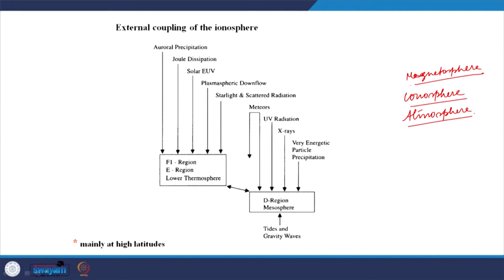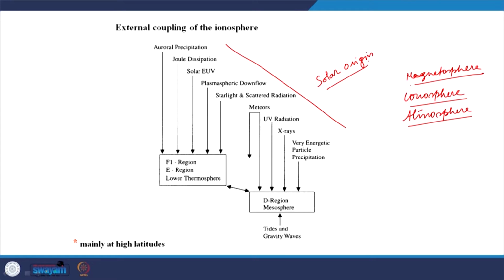In each of these places, various different physical processes are occurring, and these processes are specific to the kind of pressure and the kind of temperature available at these heights. The ionosphere is coupled with various other physical aspects of these layers. Let us say auroral precipitation, Joule heating or Joule dissipation, solar extreme ultraviolet radiation, plasmaspheric downflow, starlight, scattered radiation, meteors, UV radiation, X radiation, and very energetic particle precipitation. Around 90% of these effects are of solar origin, so the ionosphere is very well coupled with the effects that the sun can throw.